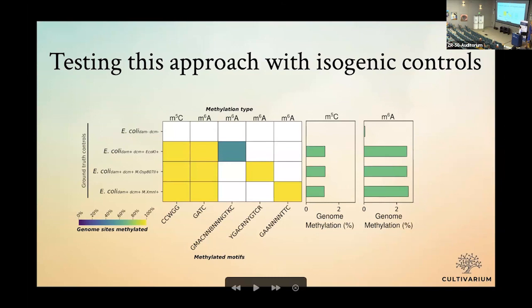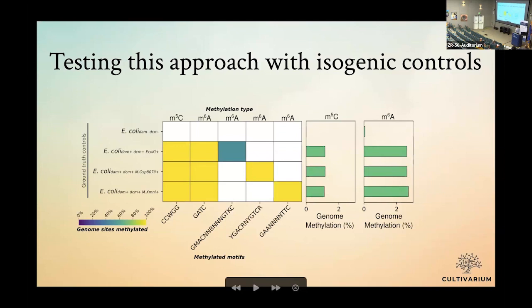The first thing we did to test to see if this works at all is some simple controls in a model organism, E. coli. First we took an E. coli that has all of its methyltransferases knocked out, and so it should have no methylation. Indeed, in the top line there, you can see we didn't see any signal really of methylation. Then we took native E. coli K12, which has 3 methyltransferases. The first one is DAM, the second one is DCM, and the last one is ECOK1.